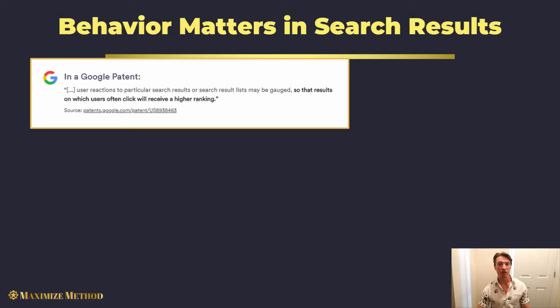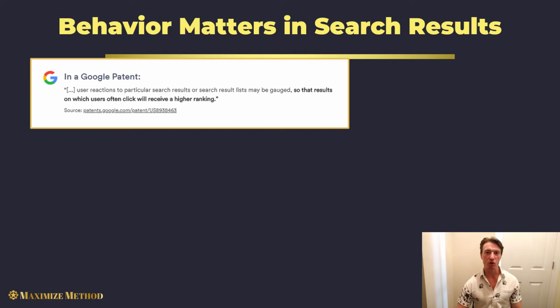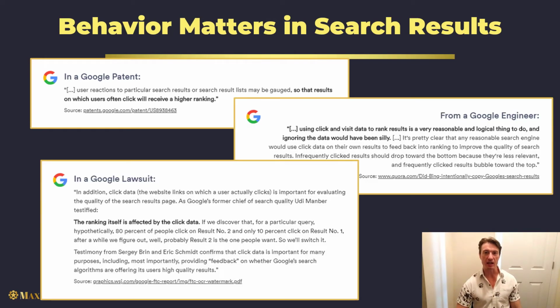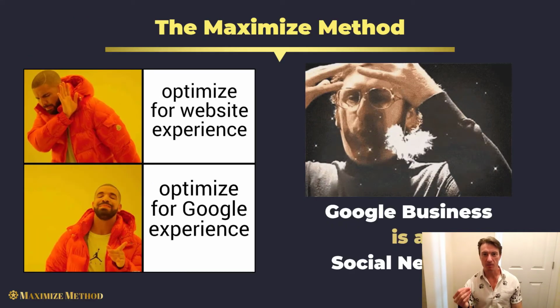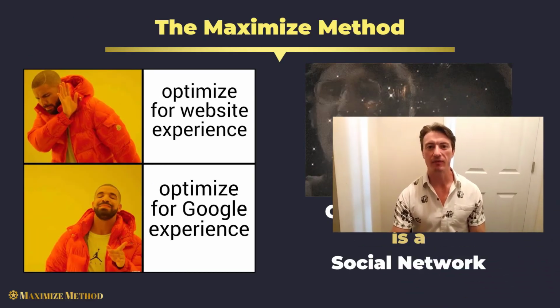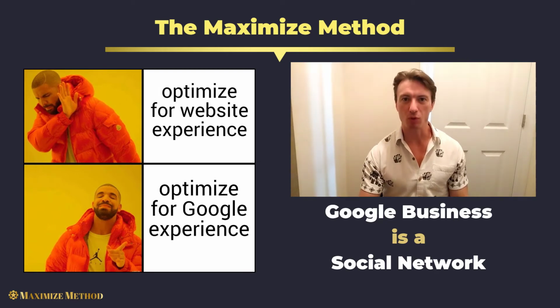And look, here's proof. Three pieces of proof right here, straight from a Google patent, a Google engineer, and a Google lawsuit. And I can show you a lot more evidence showing that clicks influence search engine rankings. And these are talking about websites. Imagine doing this for your Google business profile, getting lots of engagement and clicks on your Maps listing. Okay, so that's the gist of it. You will boost by getting engagement. That's why it works this way, because Google Maps is a social media profile. It is a social network for local businesses.